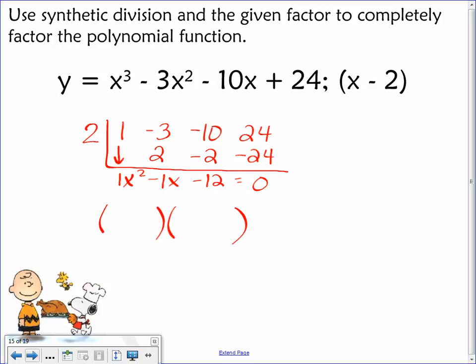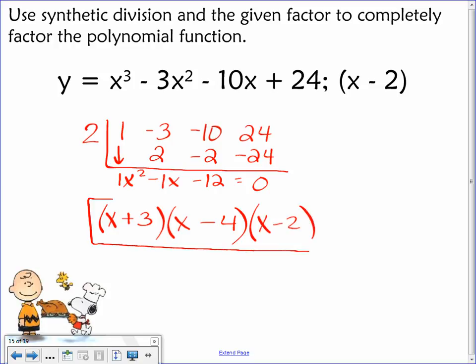What are your signs? Plus, minus. Good. X minus 4, x plus 3. Is that fully factored? What am I missing? X minus 2. They gave you one of them. Nope, it just said to completely factor.